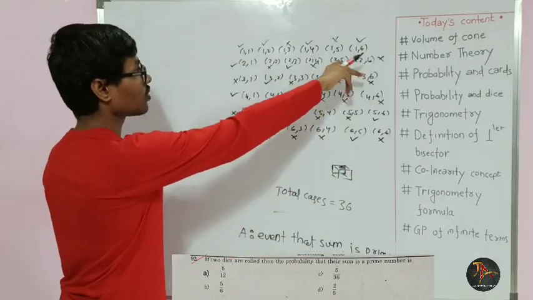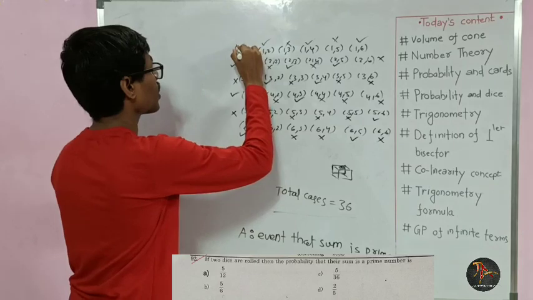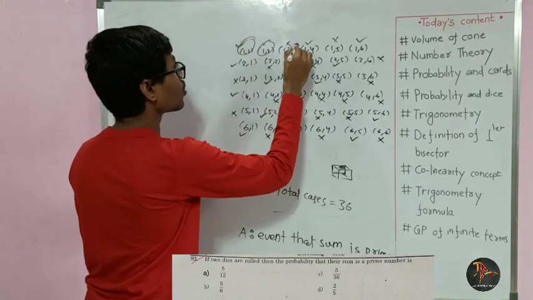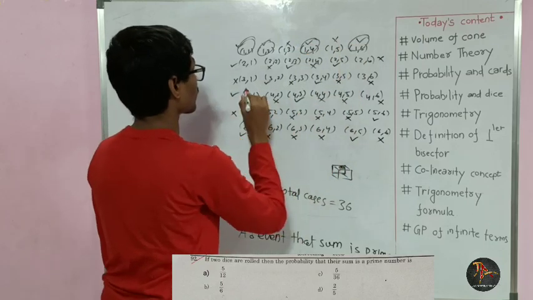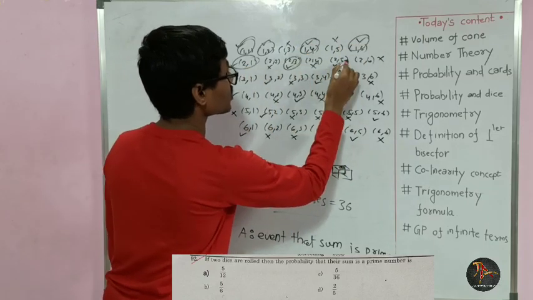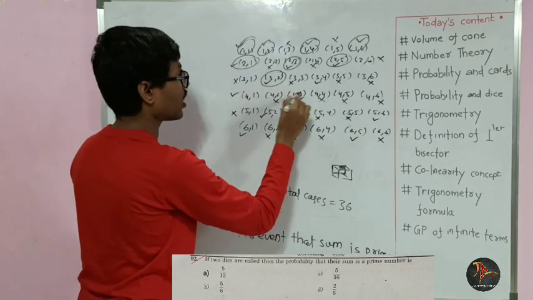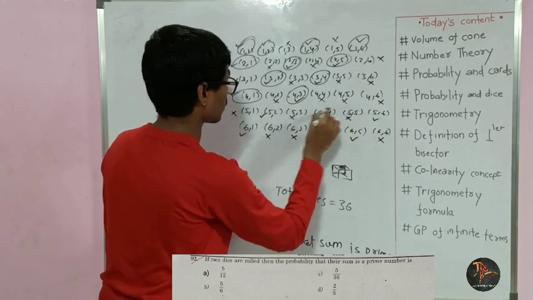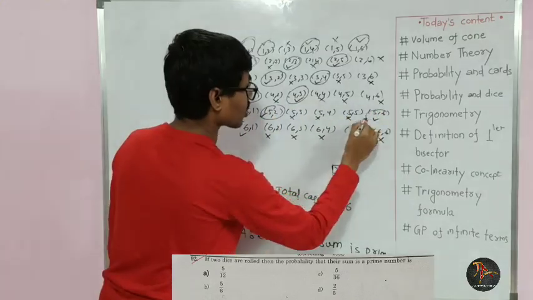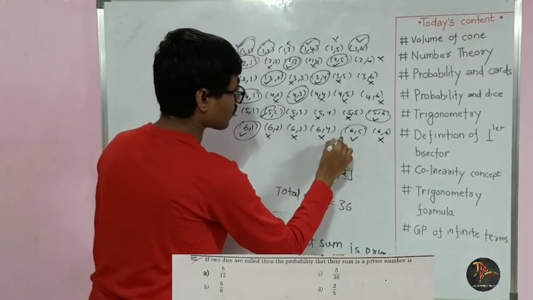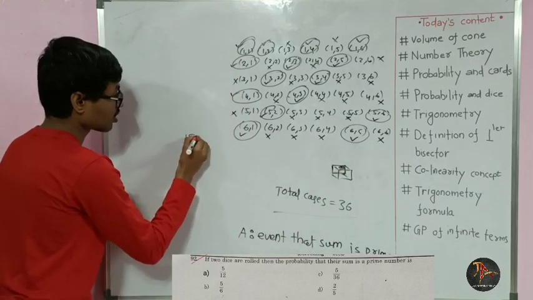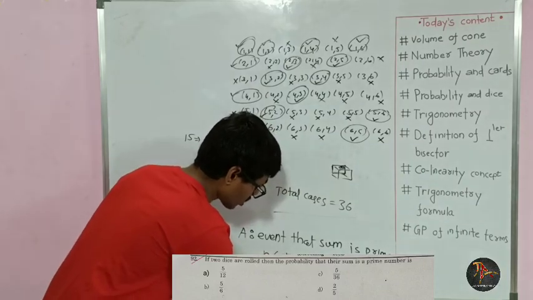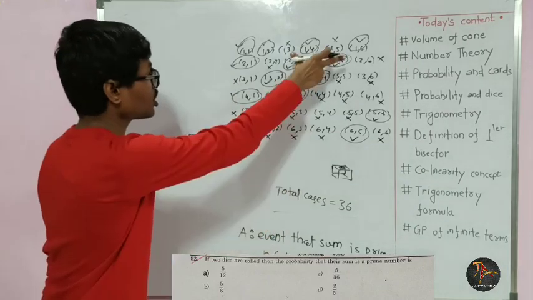Now we have to count the prime cases, the tick marked cases. So 1, 2, 3, 4, 5, 6, 7, 8, 9, 10, 11, 12, 13, 14 and 15. There are 15 cases. N of A is equal to 15. There are 15 cases where the sum is prime.